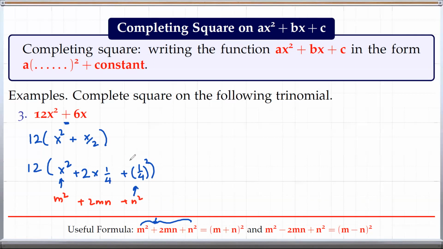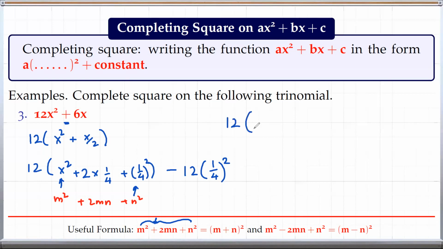But we added this 1/4 square extra inside the parentheses. That means we added 12 times 1/4 square extra. So we want to subtract that since we don't want to change anything. So minus 12 times 1/4 square. So this is the complete square form. We just need to apply this formula on this expression here.